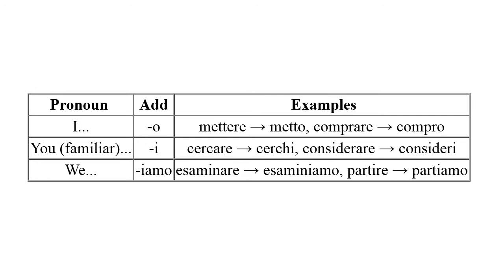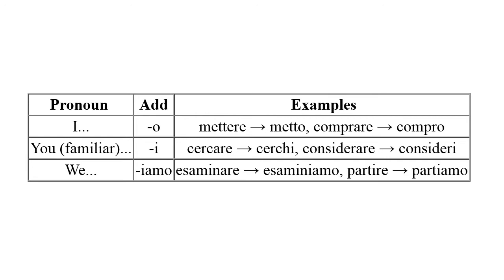The familiar version of the you form is made by appending the letter I. We can take cercare, to search, and change it to cerchi, you search. That's one of those regular sounding verbs I mentioned earlier, which needs a slight spelling change to maintain the sound of k, but in speech you do not need to concern yourself with such matters. Another example is considerare, consideri.